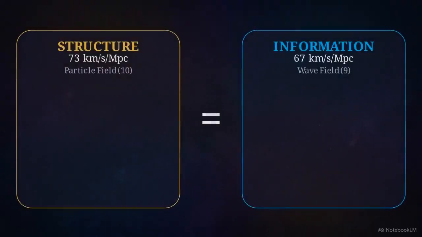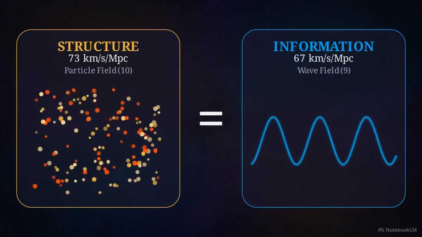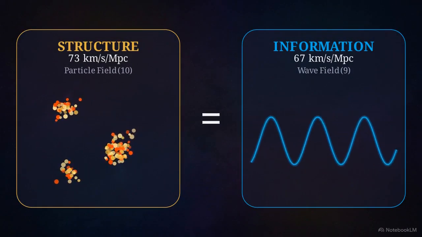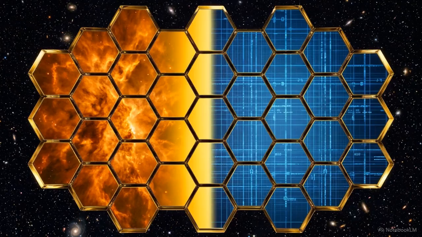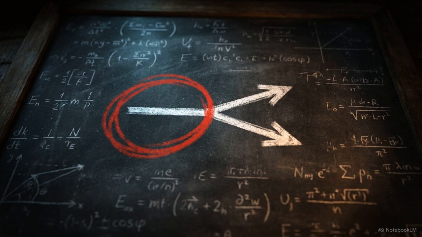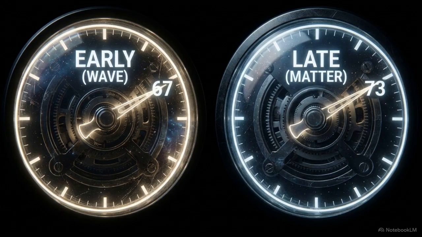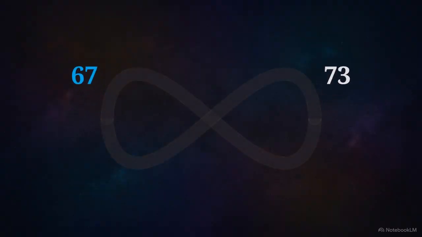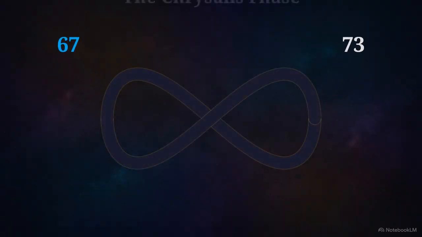We are seeing the results of two distinct physical states, structure and information, being sampled by the same instruments at different points in cosmic time. The tension exists because standard cosmology expects these two regimes to share a single, unified expansion history, but the data suggests they are moving at different speeds. If both numbers are correct, the universe operates in two modes simultaneously.